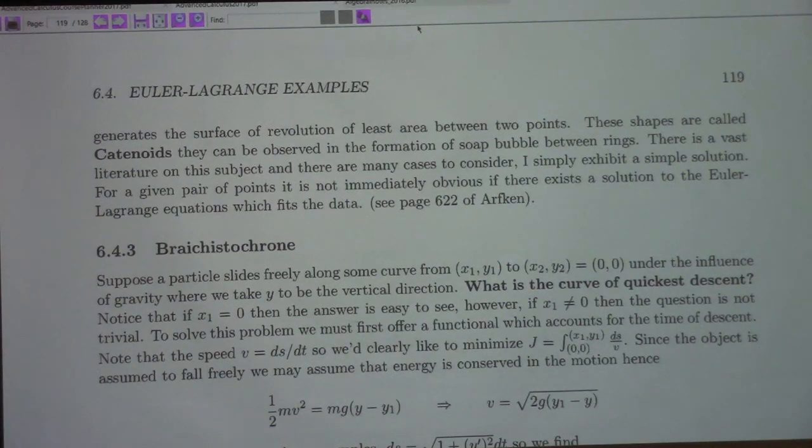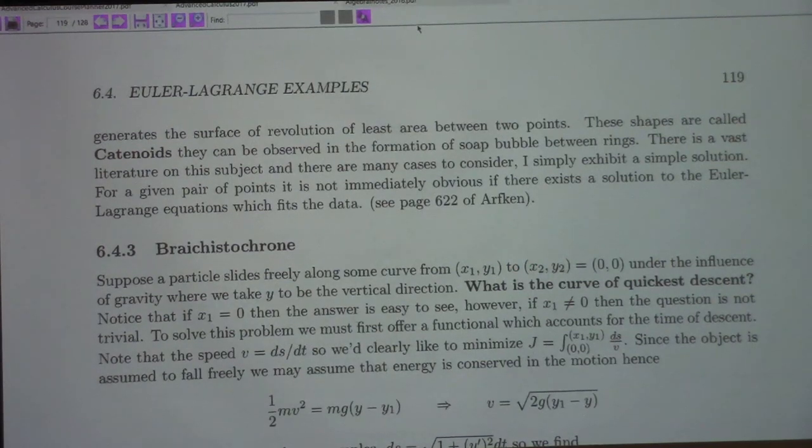Some start out fast and end slow. Some start slow, end fast. And you've got all kinds of variations in between. What's the answer? What's the path, given that the particle slides freely, of quickest descent? So what you're trying to minimize there is time. The time from start to finish. Like, what is the maximal velocity reached? No. We want to minimize time.